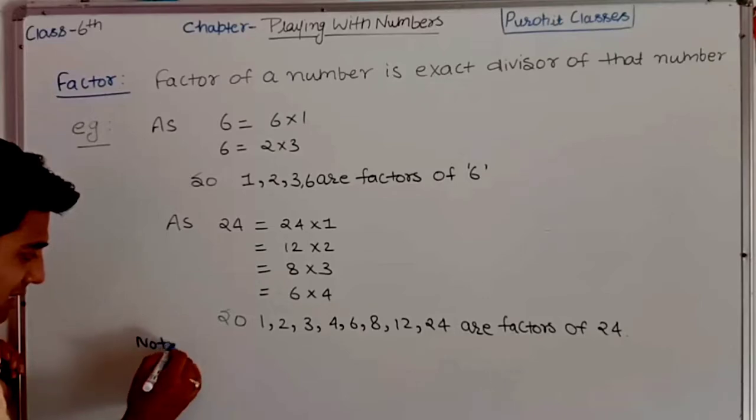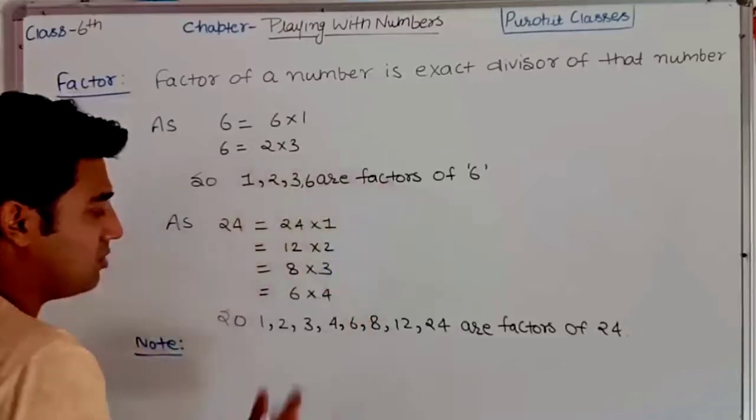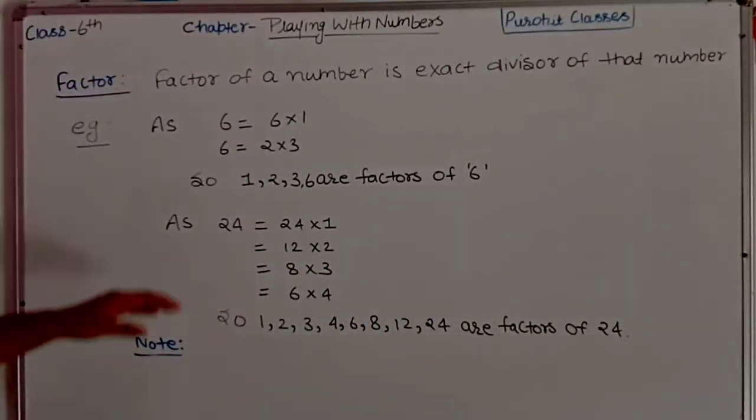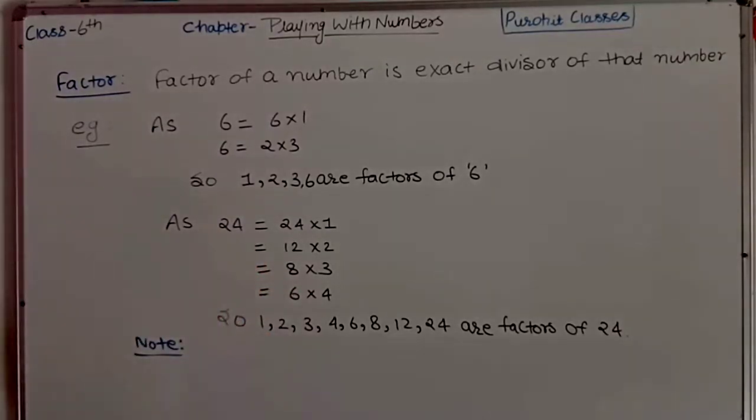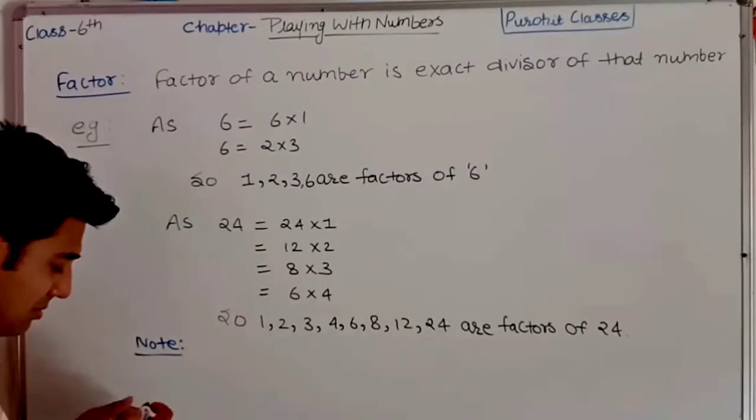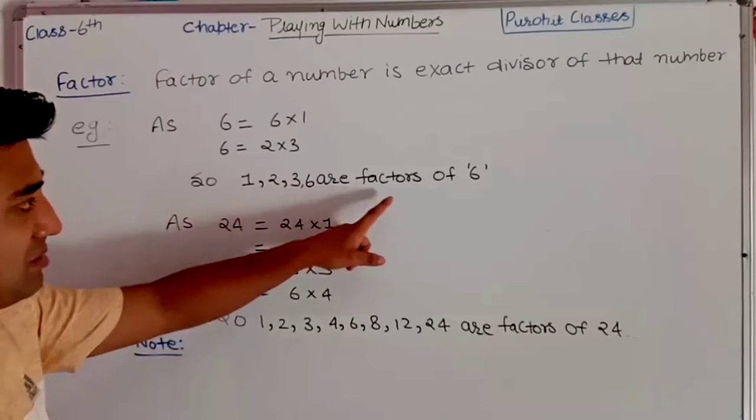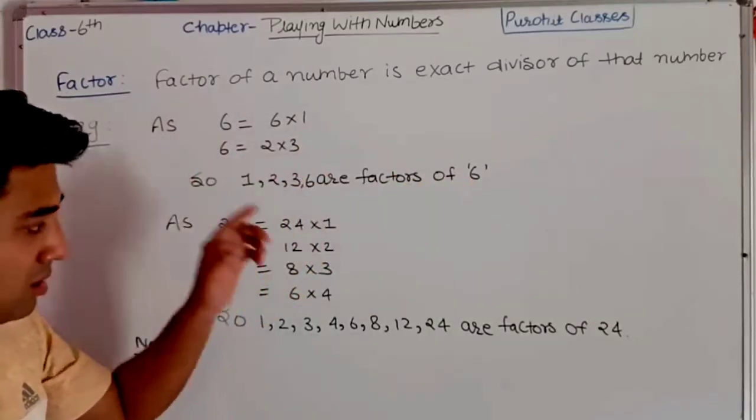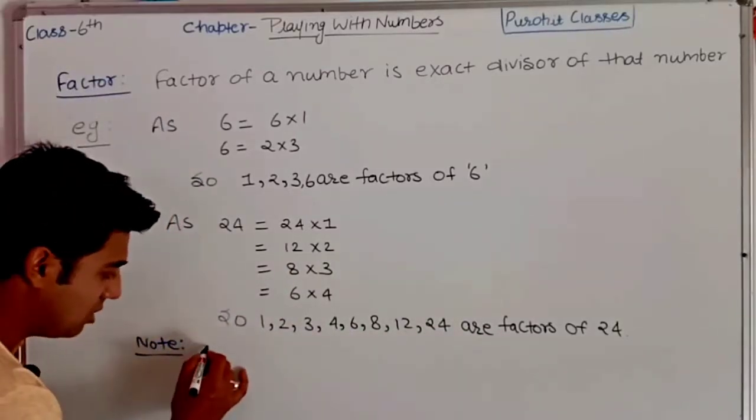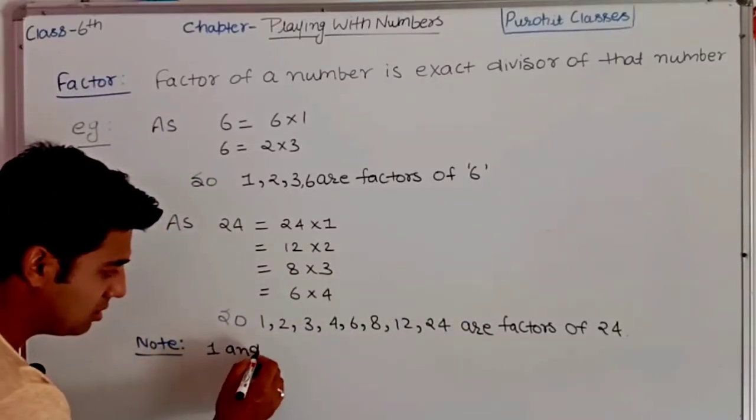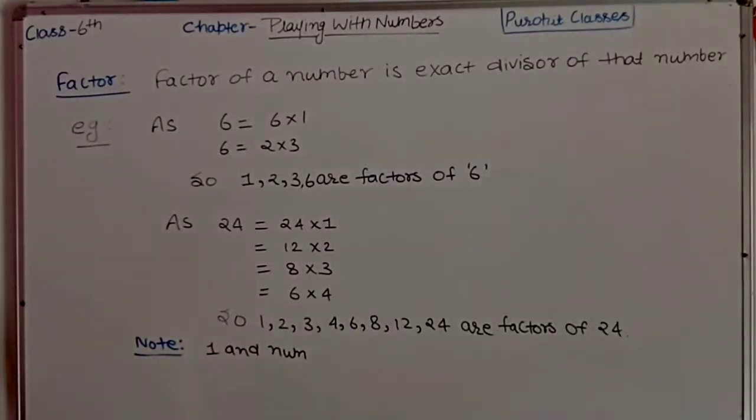This thing I am writing in the notes, it is very necessary, that clearly you can see 1 is a factor of every number. I have taken one example as 6. 1 is a factor. 24, in that case 1 is also a factor. And at the same time you must have seen that when we are finding the factors of 6, 6 is also a factor of 6. In the case of 24, 24 is also a factor of 24. So here we can write 1 is a factor of every number.